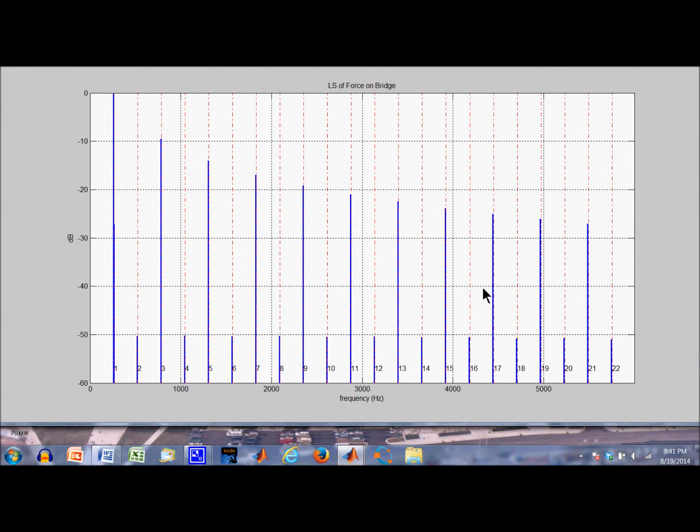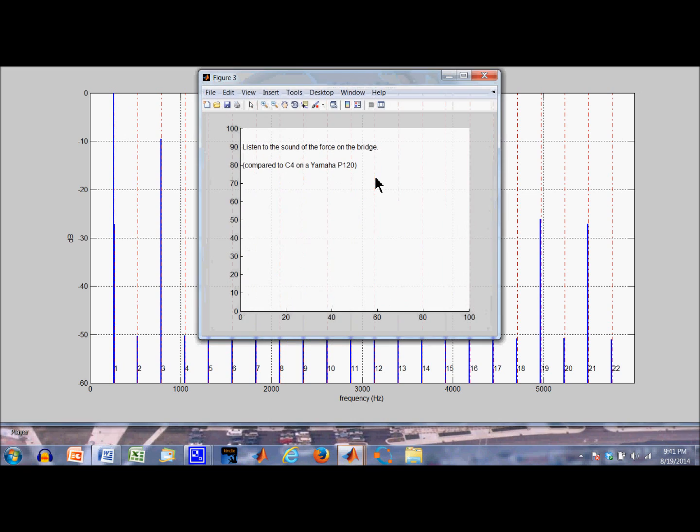All right. Here's the line spectrum of the force on the bridge. Notice that all of the even harmonics are about 50 dB down relative to the dominant harmonic at 261.6 hertz. And there's the sound of that particular choice, and here's the C4 on the Yamaha P120.